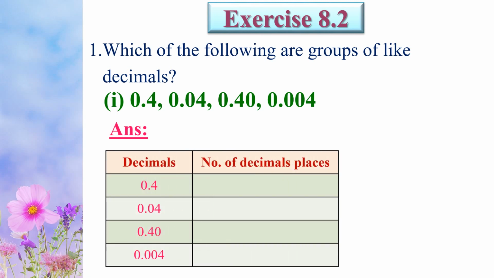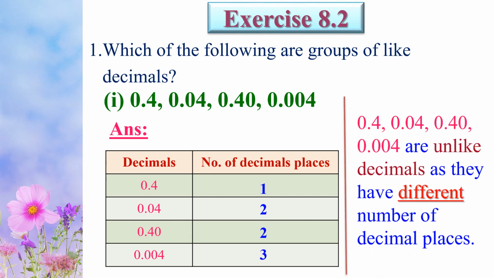Here, the first decimal, 0.4: the number of decimal digits is 1. Next, 0.04: the number of decimal places is 2. Next, 0.40: the number of decimal places is 2. Next, 0.004: the number of decimal places is 3.